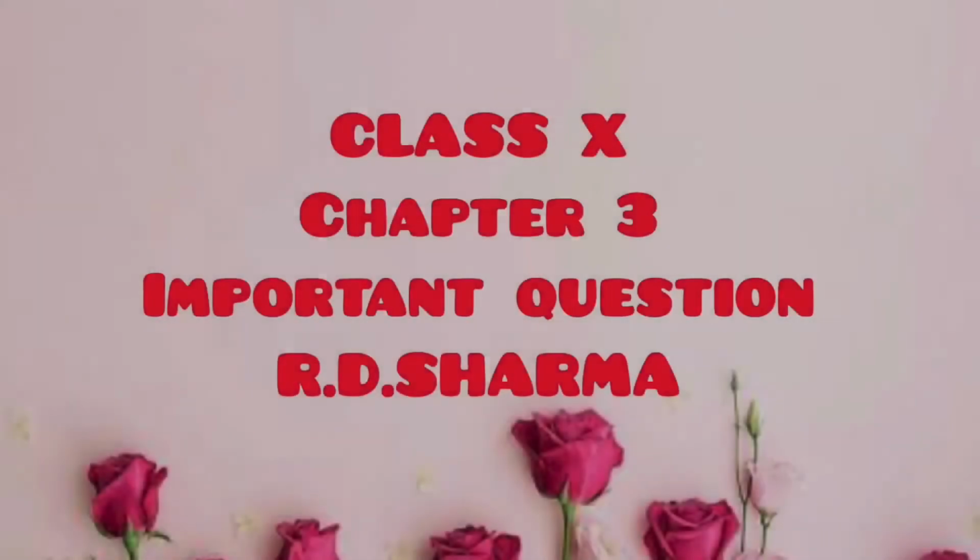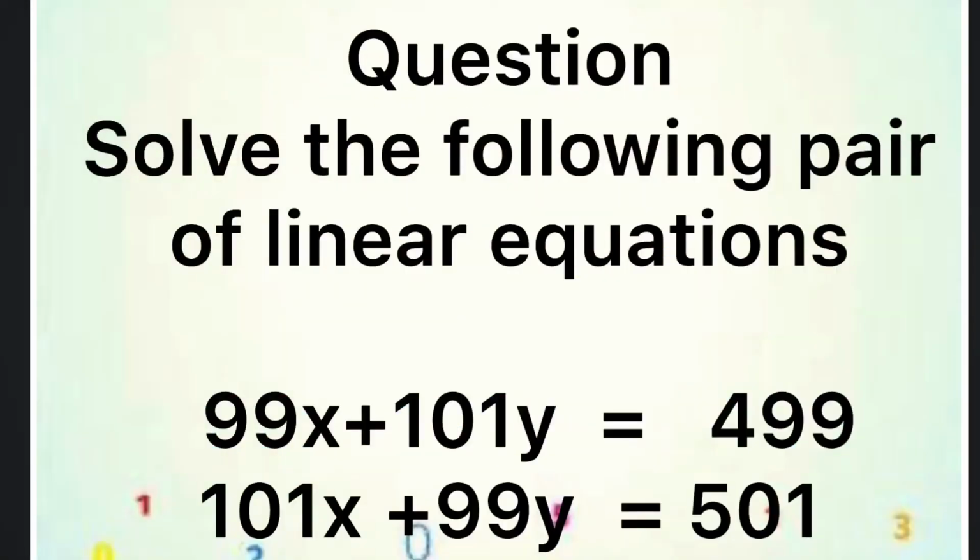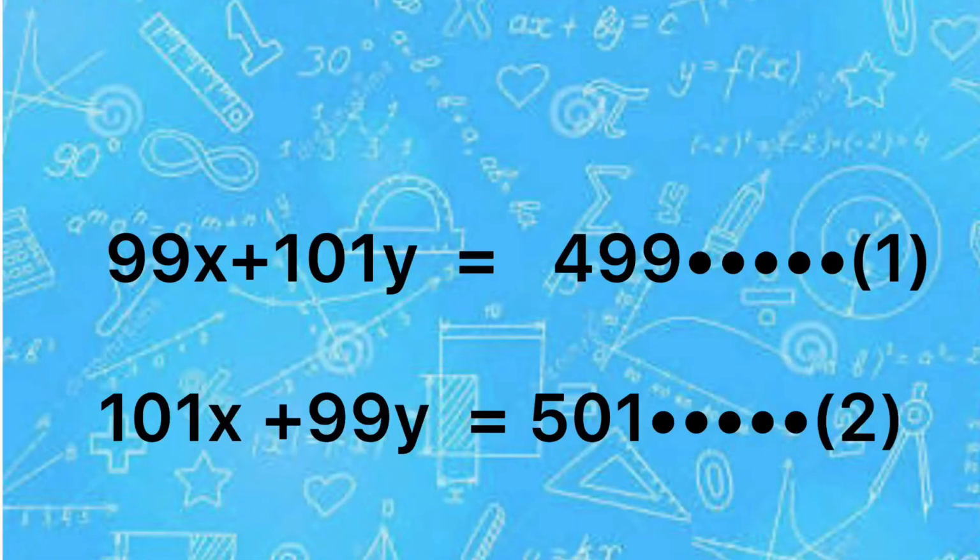We shall start one question from R.D. Sharma. The question is, solve the following pair of linear equations, and the equations are 99x plus 101y equal to 499, and second equation is 101x plus 99y equal to 501. Now children, we shall name these equations as equation number 1 and equation number 2.